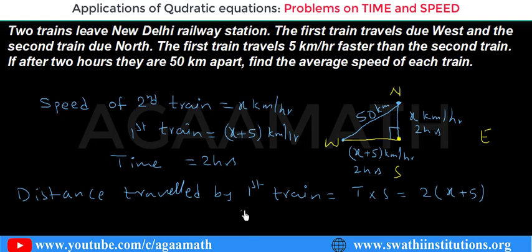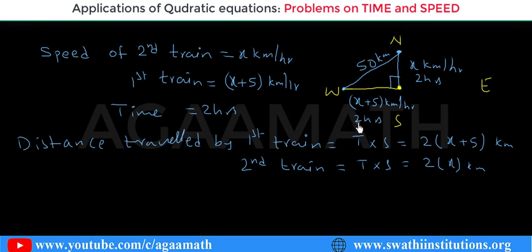And the distance traveled by the second train is the same, time times speed, that is 2 times x. And the difference between them is 50 kilometers apart, right? 50 kilometers apart.